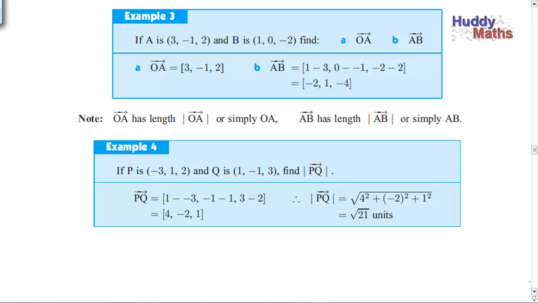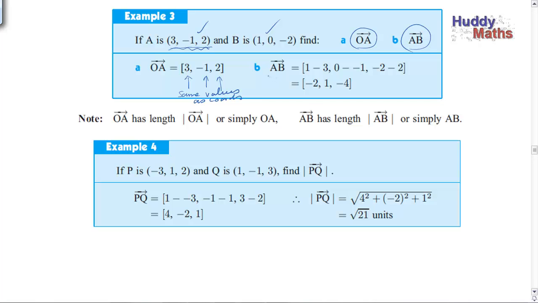Here's a couple of examples. So we've got 2 points, and we want to find OA and AB. So OA is going from O to A, so it's the x of A minus the x of O, which is 0, the y of A minus the y of O, which is -1, and similarly for z. So in other words, the position vector of a point A from the origin, or just a position vector, OA, is going to be the vector with the same values as the coordinates, isn't it? Because you're subtracting 0 in each case.